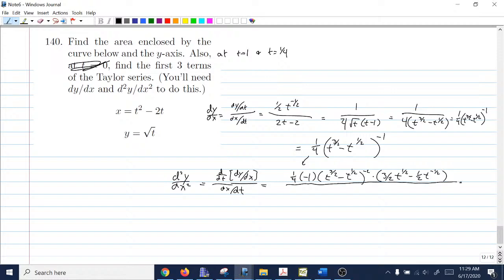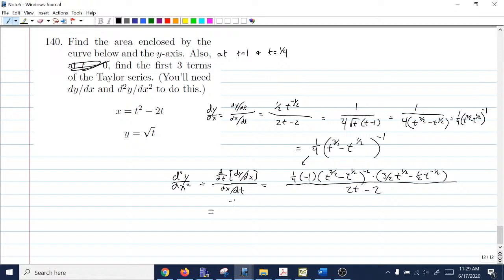The derivative of x with respect to t is still 2t minus 2. Part of the good news is we're just going to plug numbers into this, so maybe we don't need to simplify it at all. But on the other hand, we do need to plug two different numbers into this, so any simplifying we do will give us double value.